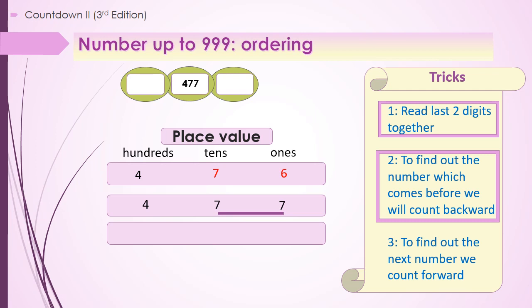To find out the number which comes after 477, we will count forward. The number which comes after 77 is 78, and the number on hundreds place will remain same. So the missing number is 478, and you can also say the number which comes after 477 is 478.